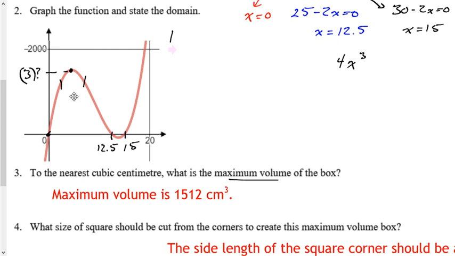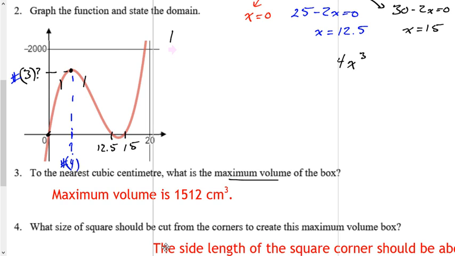Number 4, what size of square should be cut from the corners to create this? For number 4, we are looking for the x coordinate that corresponds down here. We want to know what this is, and that's what we're looking at for question number 4. So maybe I should put a number sign here. That was for number 3. This is for number 4. When we find that maximum point, we got both those ordered pairs, and hopefully you ended up with about 4.5 centimeters.